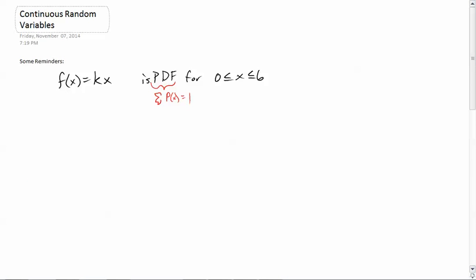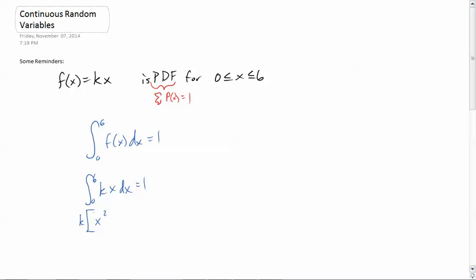Now we've got a problem here in that the probabilities are infinitely small, and there's an infinite number of them because x can be anything, not just whole numbers. And so instead of using this summation, what we're going to use is the integral. So we're going to say the integral from 0 to 6 of f of x dx must then equal 1. And so when I do that, I go integral from 0 to 6, and f of x, of course, is just kx, equals 1.